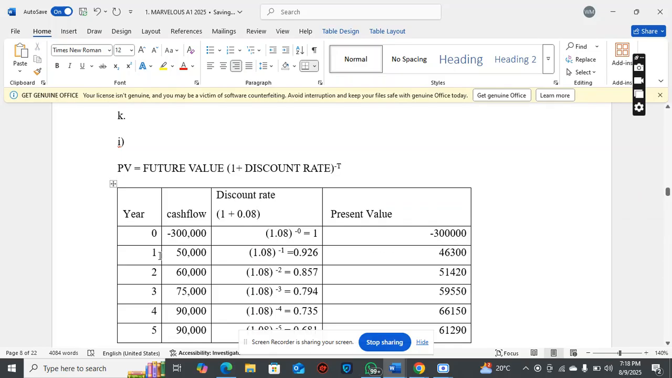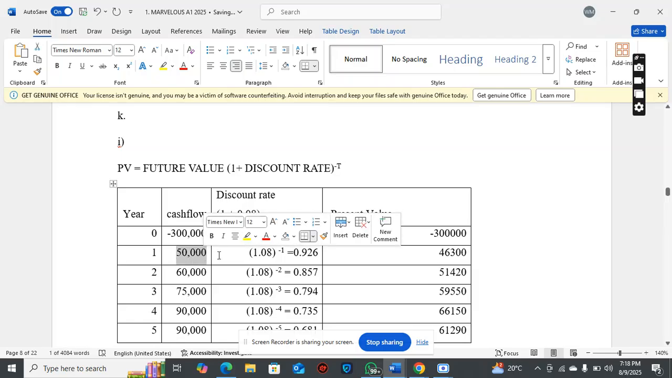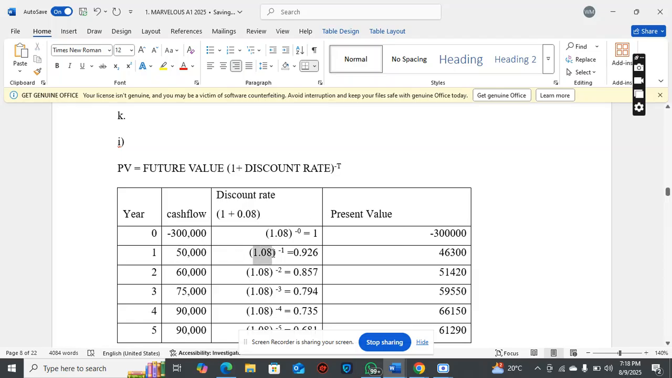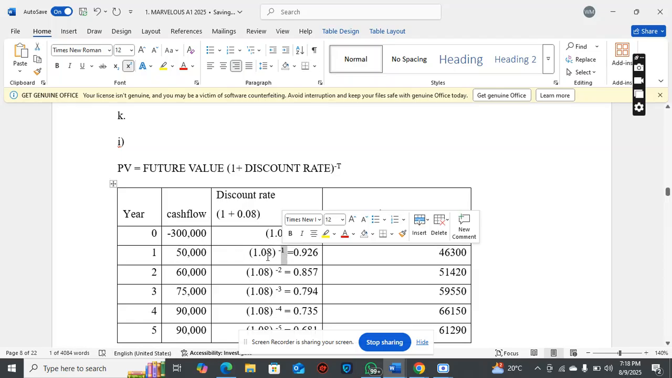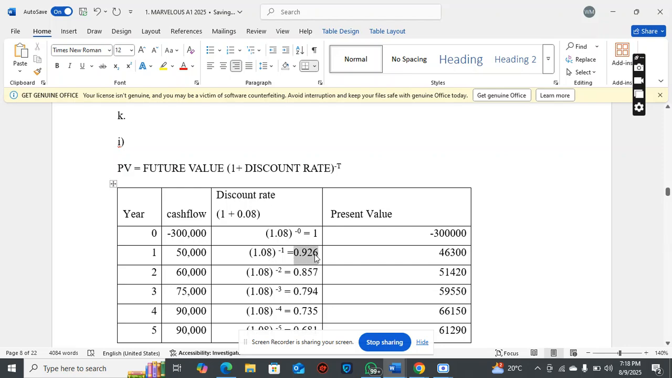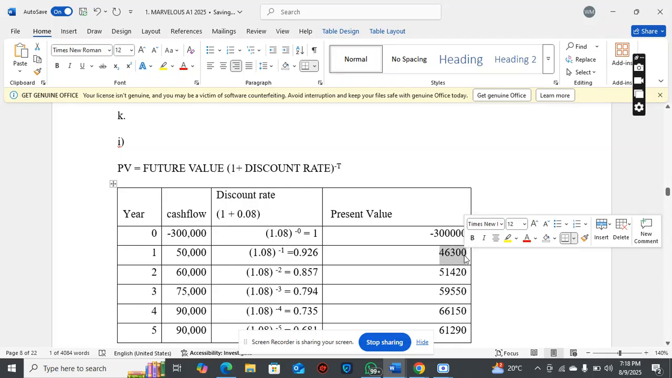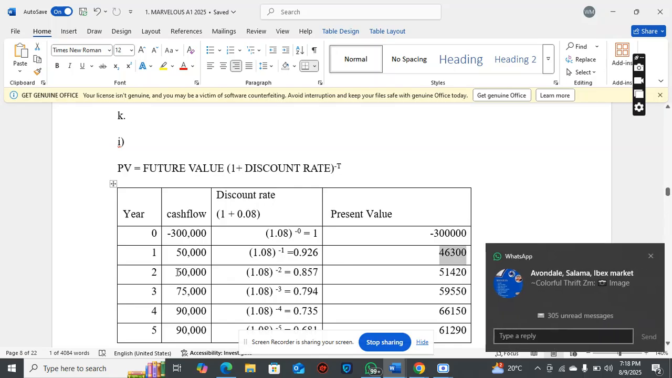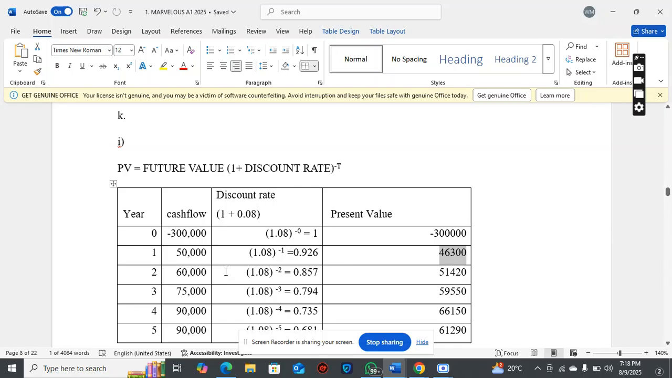In year 1, the cost reduction is 50,000. So we say 1.08 to the power negative 1, that is 0.926. So 50,000 times 0.926 is 46,300.